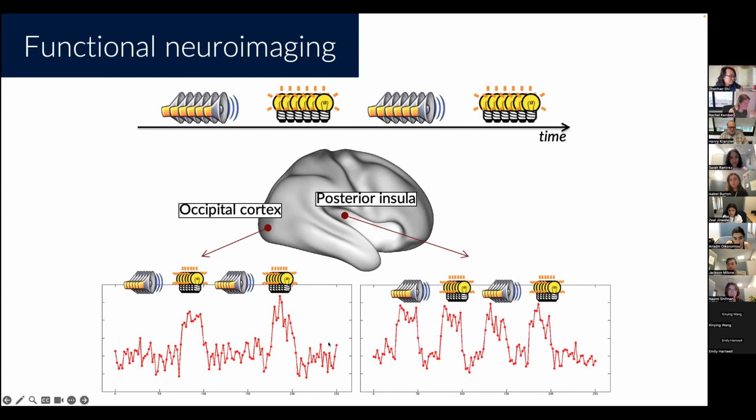So by looking at the two different kinds of time course, it can tell you what this brain region is doing. Like this brain region is responding only to light. It's probably a visual cortex. Without looking at the brain, you can already tell it's probably visual cortex. While looking at this time course, you can probably tell, well, this is probably a multisensory brain region, which is probably in the posterior insula.